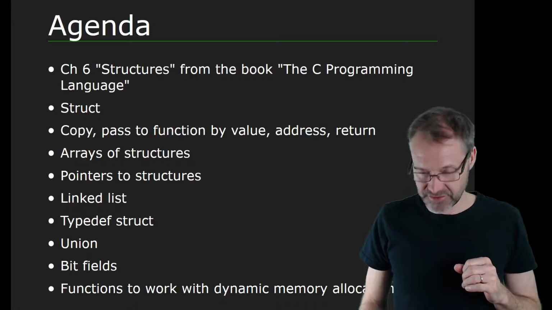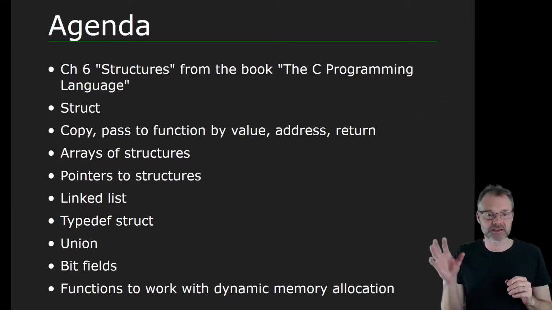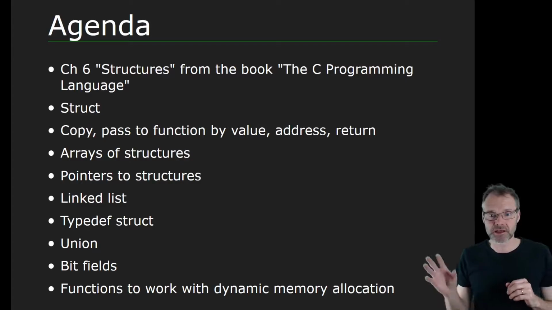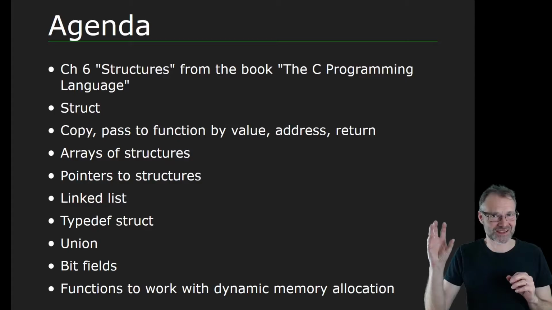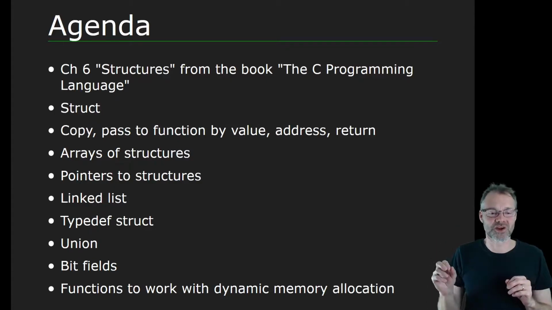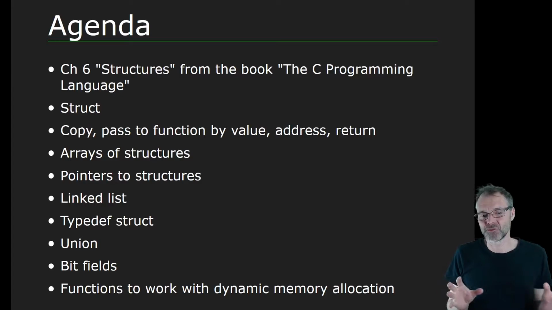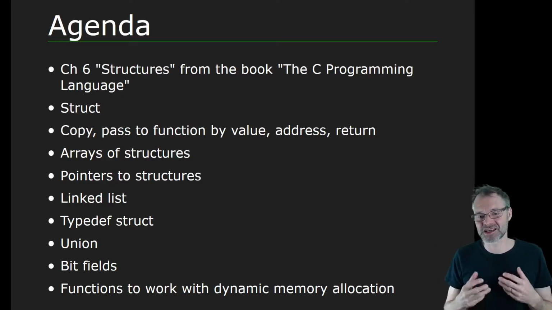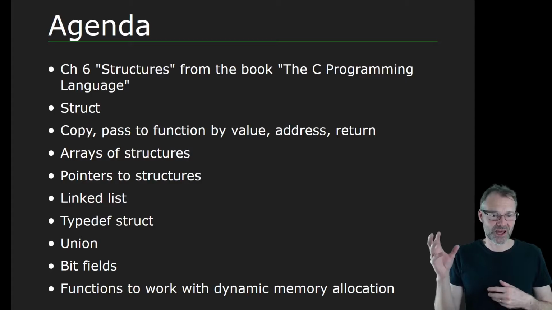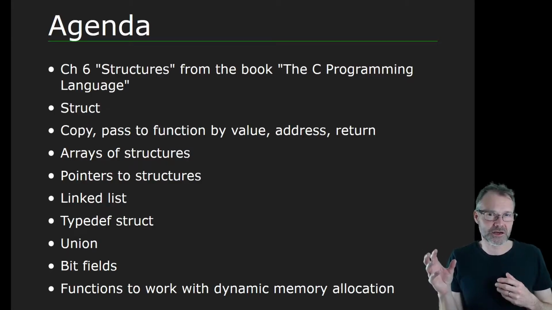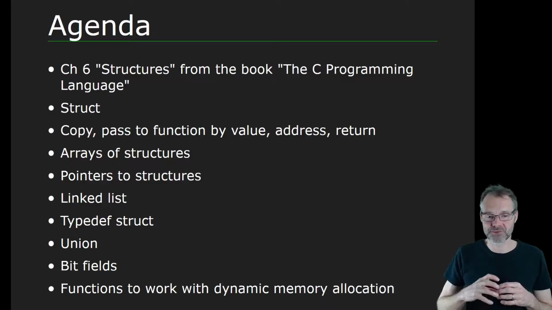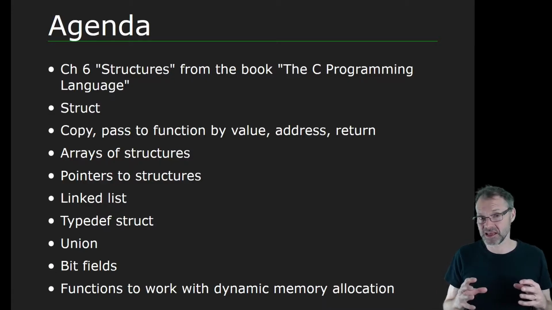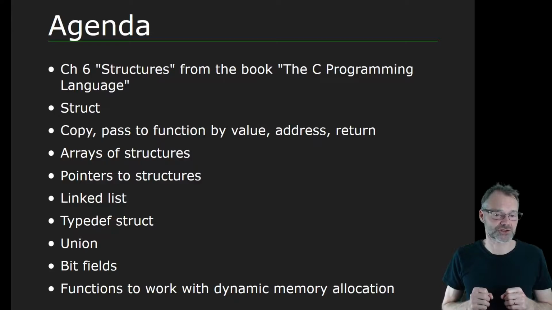So here we have the agenda, from chapter 16, Structures, in our book, The C Programming Language. We're going to start with the basic struct keyword to create new variables. We'll see how we can use them, copy them, pass them to functions by value, initialize them, and change their values, and how we can work with arrays of structures. We'll see how pointers to structures work, and how we can build more advanced data structures like linked lists using these structures.